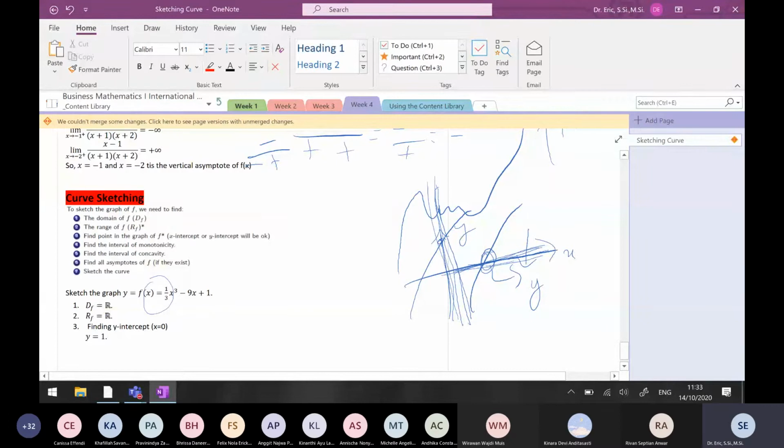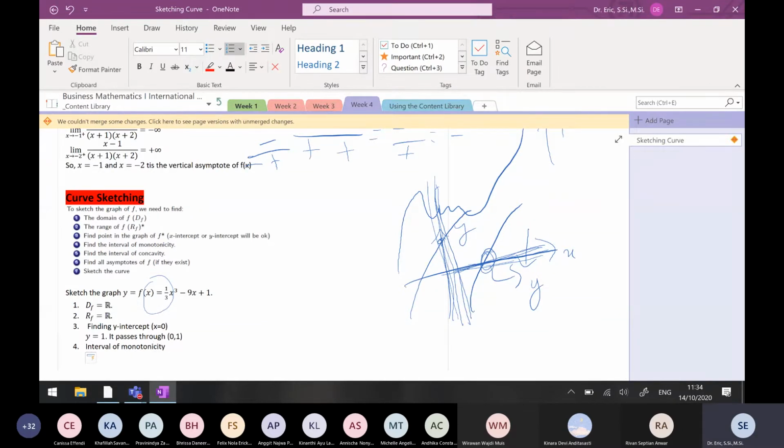So it passes through (0,1). This is the y-intercept. The x-intercept I cannot find because it's very hard to solve 0 equals this. Very hard. So what can we do after this? Find the interval of monotonicity.